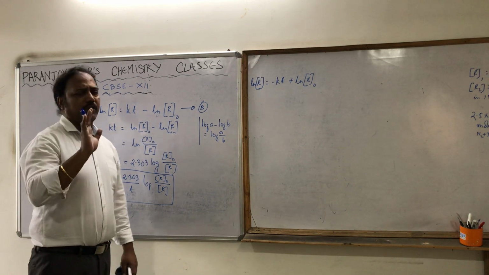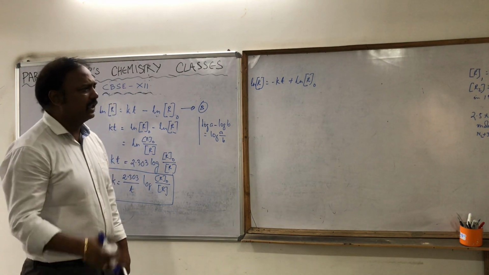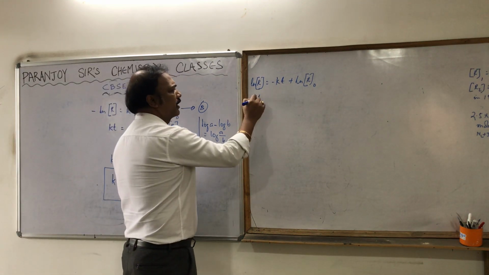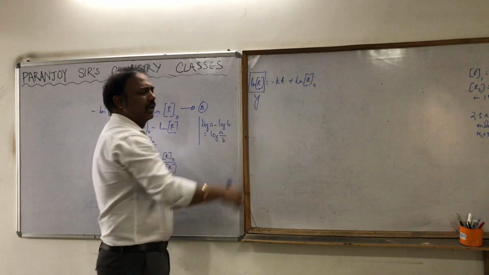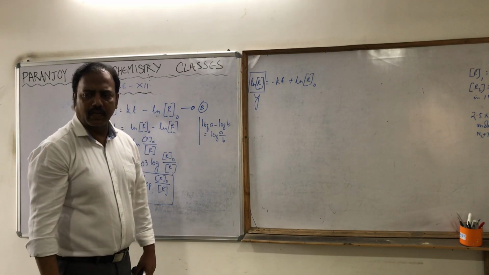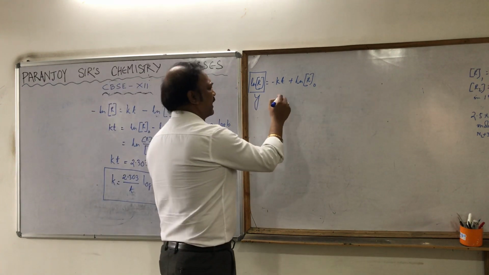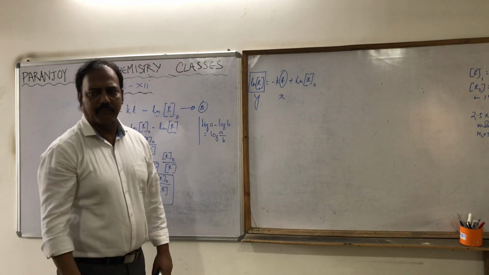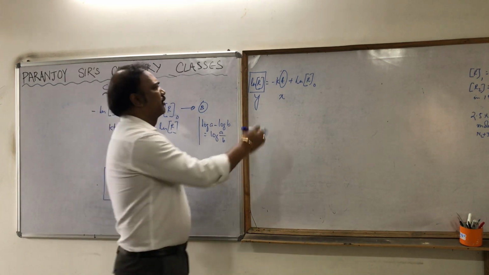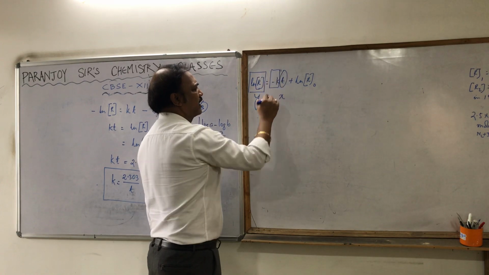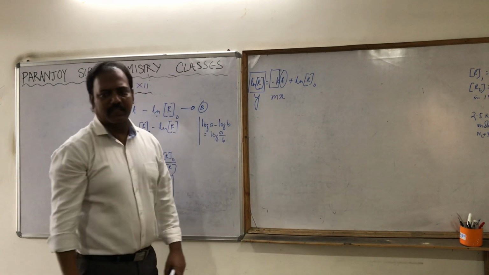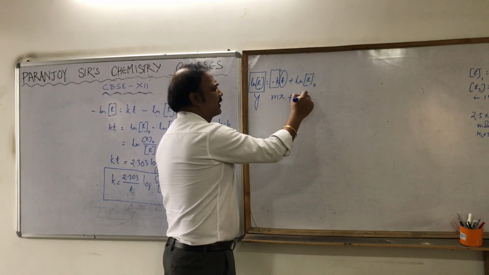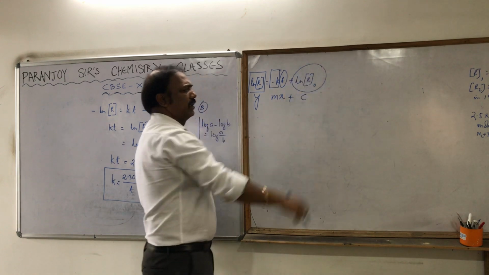Now again, in the same way, we are going to plot y and x. I taught you yesterday exactly the same thing. So here we are plotting y. What is y? Y is nothing but ln R. Then what is x? X is nothing but time. So we are plotting ln R versus time. So what is minus k? Minus k is nothing but m, and that is the slope of the curve. Plus what is this? C. C is the intercept of it.